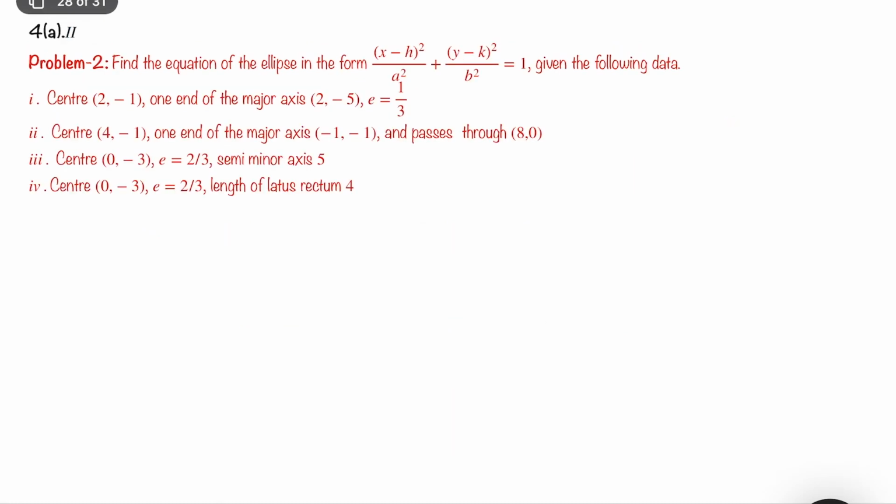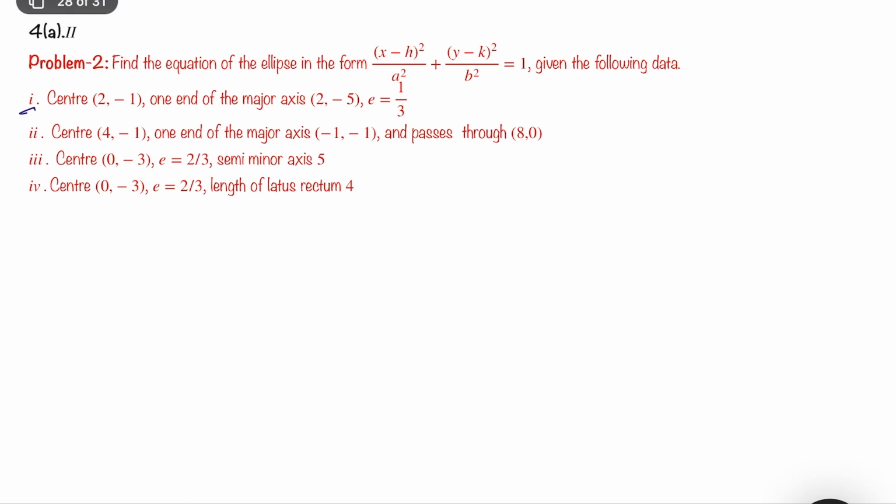Problem 2 from section 2 of the exercise 4a. I'm not going to do this problem in full details, but I'll give you an outline. Find the equation of ellipse in the form x minus h whole square by a square plus y minus k whole square by b square equal to 1, given the following data.